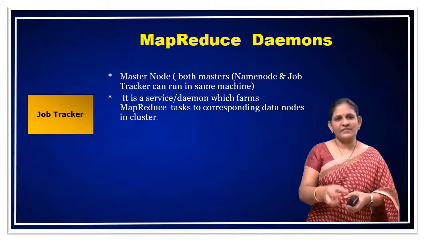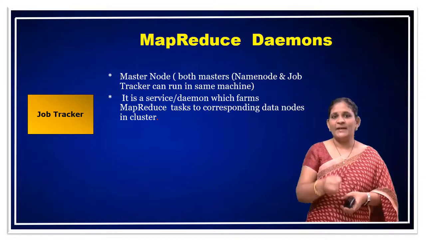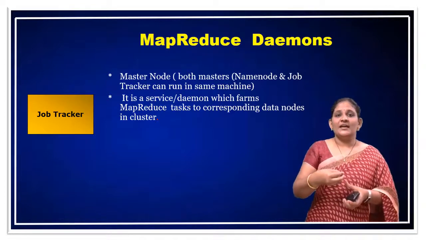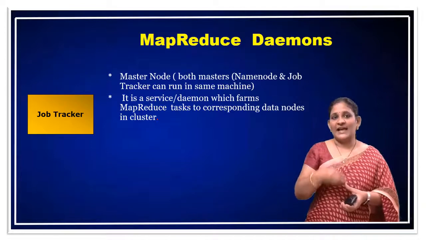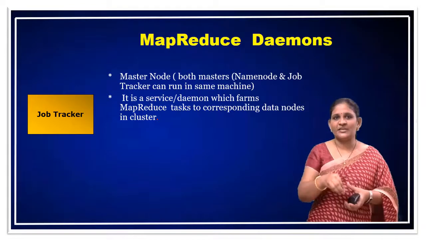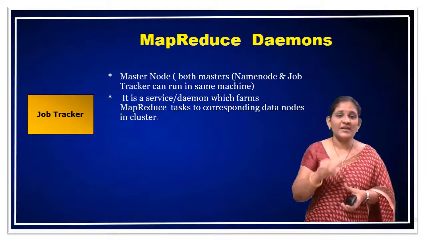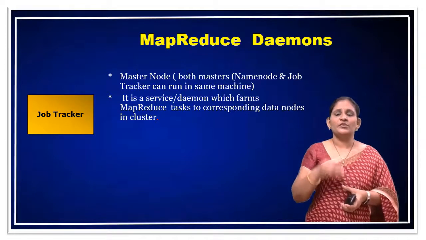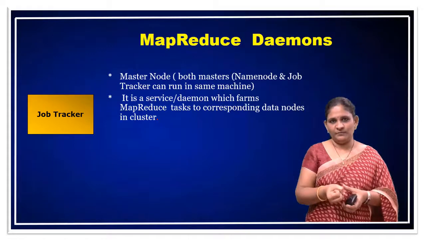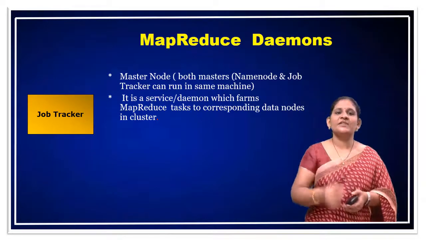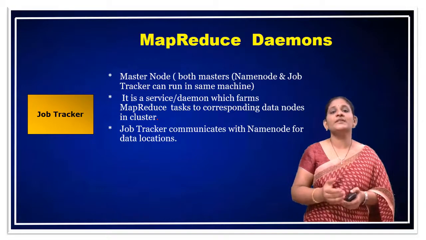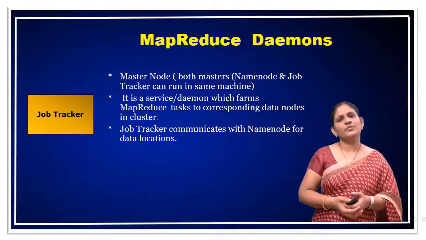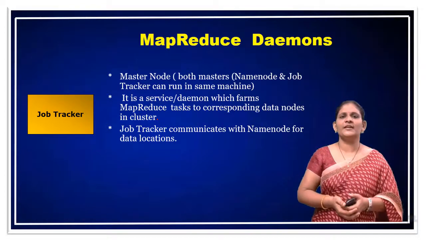So the job tracker will take that MapReduce code, that MapReduce job or MapReduce task, and it won't execute that because it is a master. Master won't do such kind of things. Actually, the person who executes this job is the task tracker. Who will execute the MapReduce job? The task tracker will execute the MapReduce job. So what the job tracker will do is take that code and communicate with the NameNode. Why should it communicate with the NameNode? What is the need?